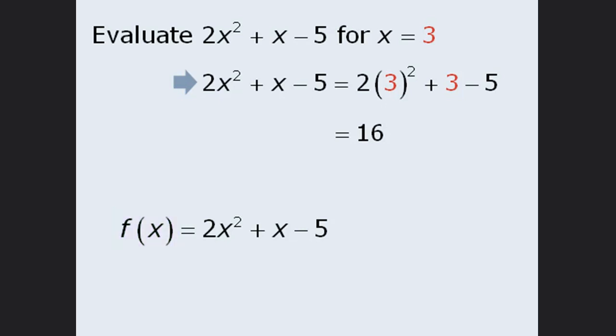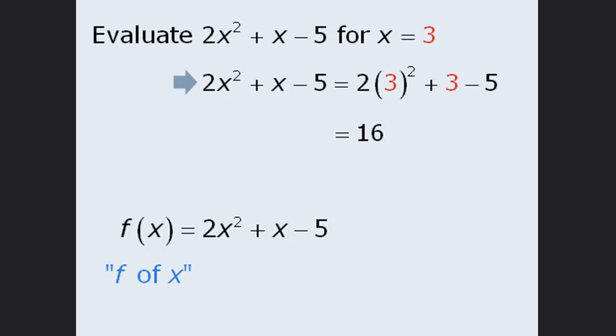Now with this notation we are saying that 2x squared plus x minus 5 is a function, and its value depends on the value of x. This is the same as saying 2x squared plus x minus 5 is an expression whose value depends on the value of x. Now with this new notation, we say f of x is equal to 2x squared plus x minus 5. You can think of this as taking the expression 2x squared plus x minus 5 and assigning it the name f.